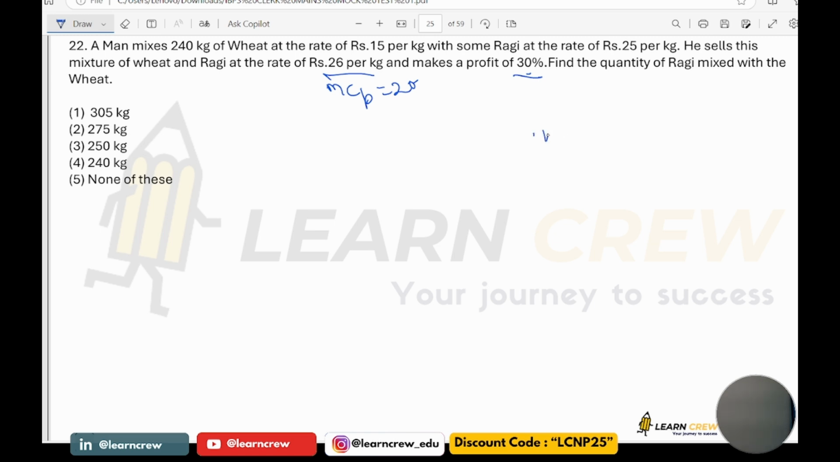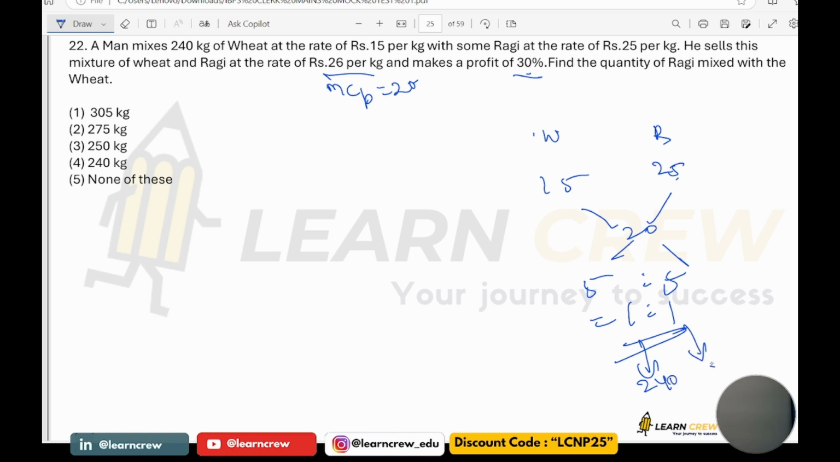So I am taking wheat and ragi, 15 and 25. The mean cost price is 20. So 25 minus 20 is 5, and 20 minus 15 is 5. So the ratio is 1 is to 1. So 240 kg. So what is the quantity of ragi? If this one part is 240, this other part is also 240. So the answer is 240.